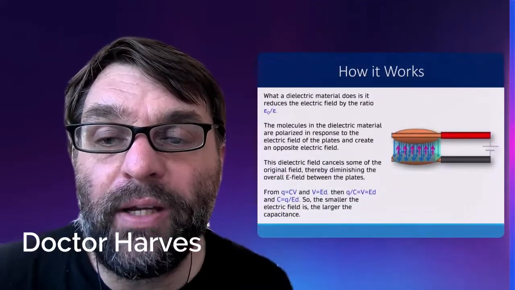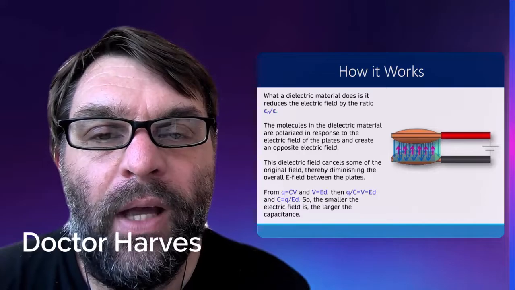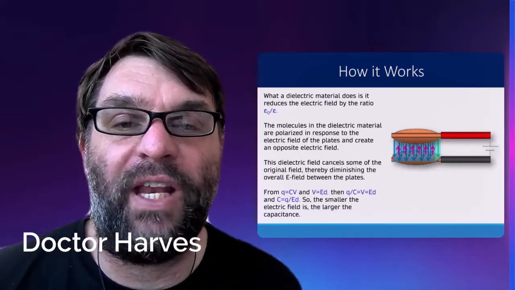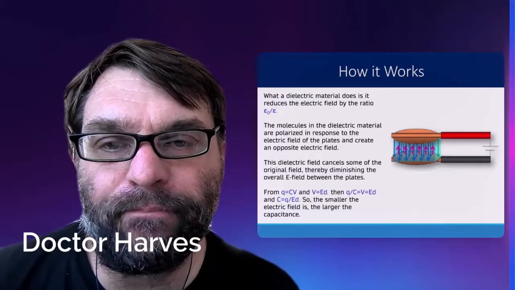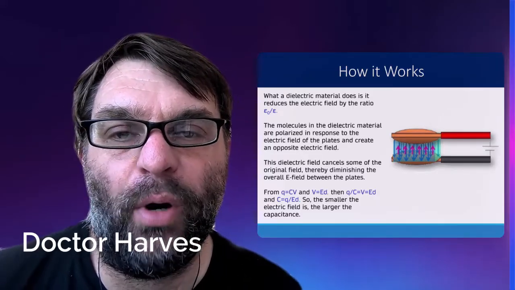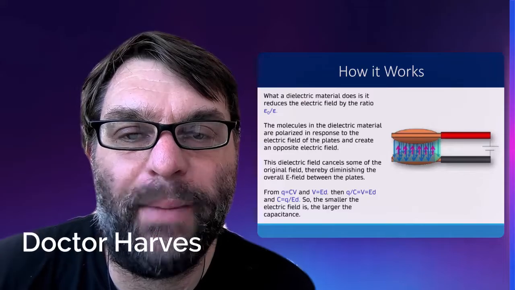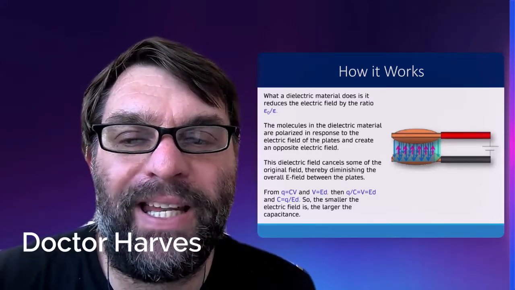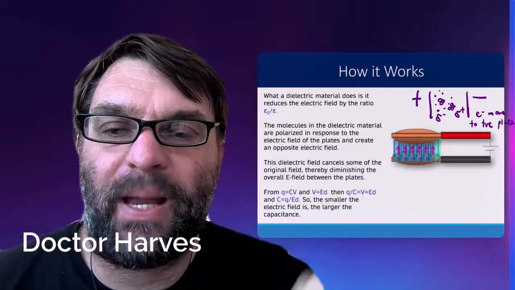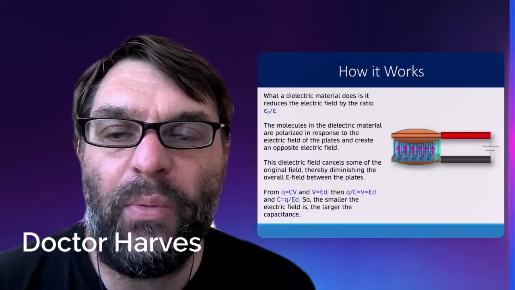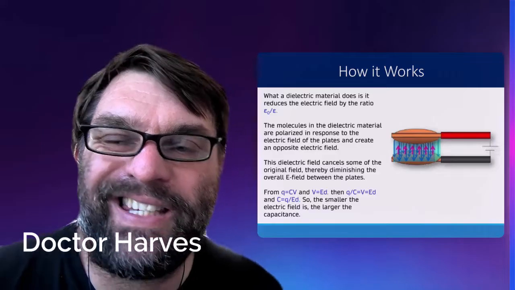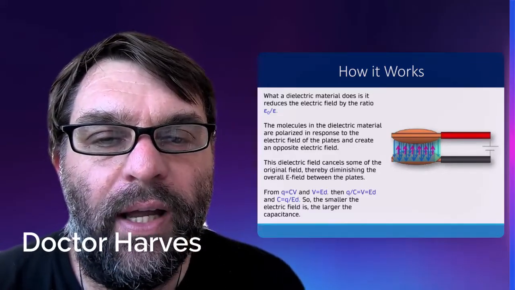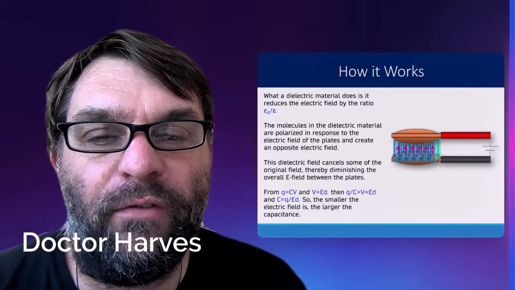So how does this all work in terms of the dielectric? Well, what the dielectric does is it basically reduces the strength of the electric field by that ratio of ε0 divided by ε. So the molecules in the dielectric basically become polarized, bits of it become positive, bits of it become negative in response to this new electric field, and that creates an opposite electric field which pushes against the original electric field and cancels out some of the original field.